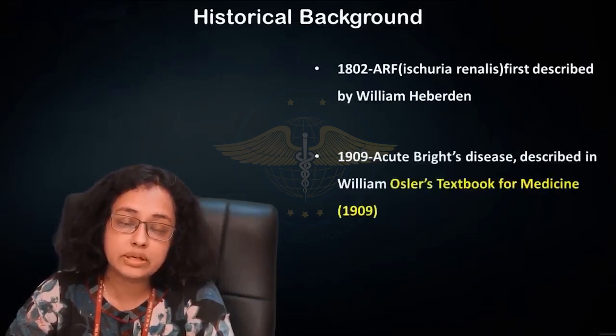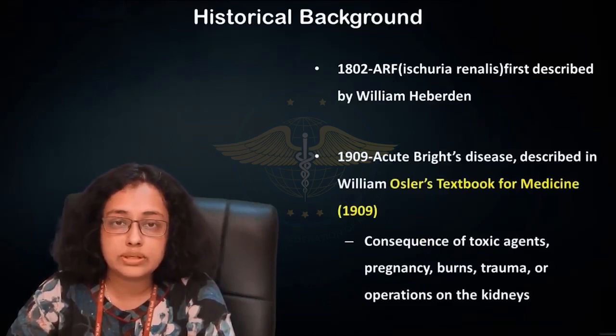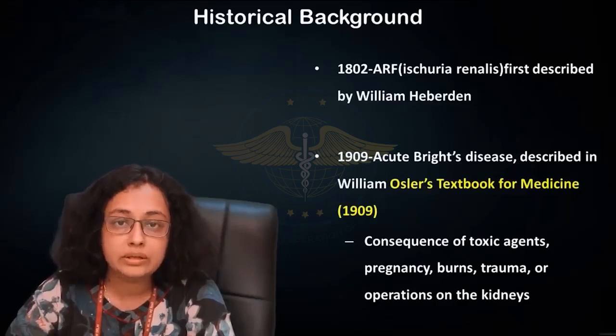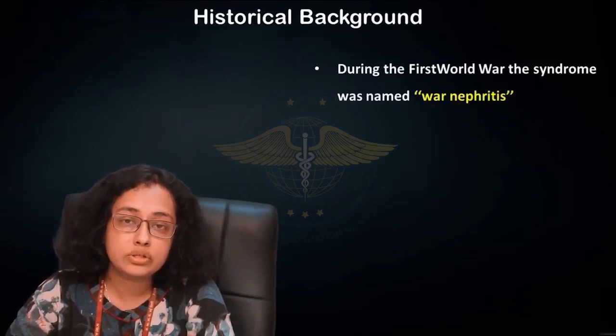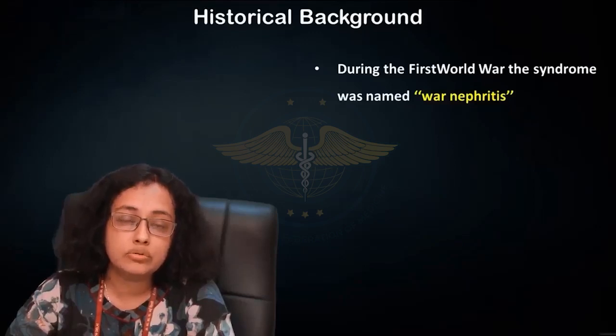Subsequently, in the early 19th century, William Osler described acute Bright's disease, which referred to kidney injury as a consequence of toxic agents, pregnancy, burns, trauma, or any surgery on the kidney. And this was something like an acute renal failure. This term was more commonly used in the First World War, where they referred to it as war nephritis, and it was more of acute renal failure secondary to crush injuries.